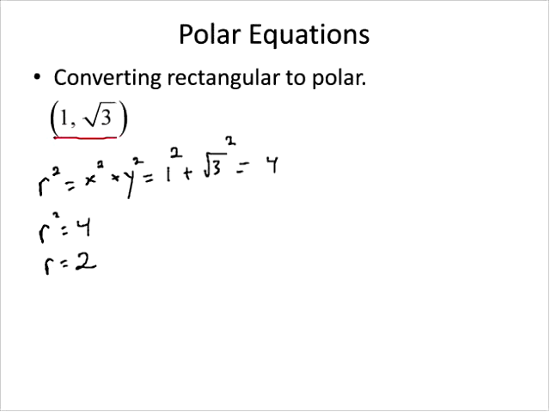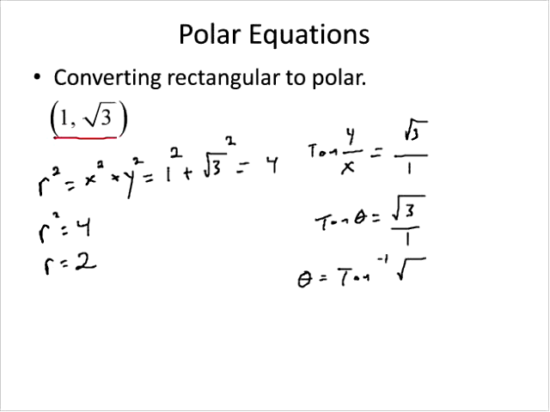Okay, I found r. Now I need to find the angle. Well, the easiest way to find the angle is to remember that the tangent is equal to y over x. So the tangent is equal to the square root of 3 over 1. So tan theta is equal to the square root of 3 over 1. So theta will be equal to the tangent inverse of the square root of 3 over 1, or just the square root of 3. And if you take the tan inverse on your calculator or look on the unit circle, you will see that that's going to be at 60 degrees. So let's write out the point. Our point in polar coordinates would be an r of 2 and a theta of 60 degrees. That's going to be our polar coordinate point.